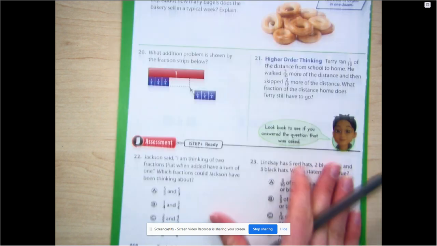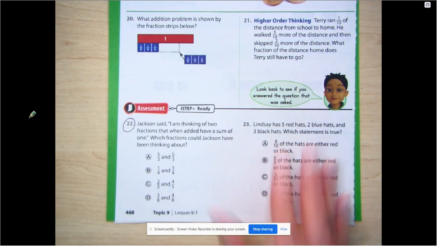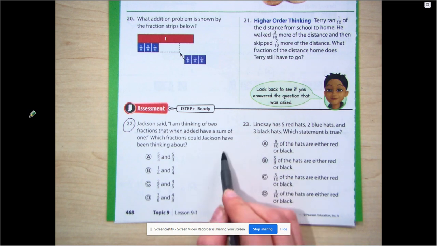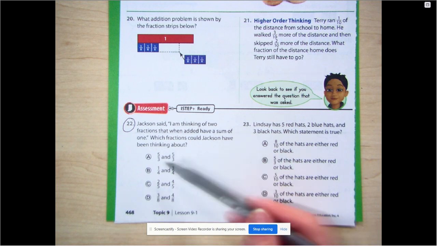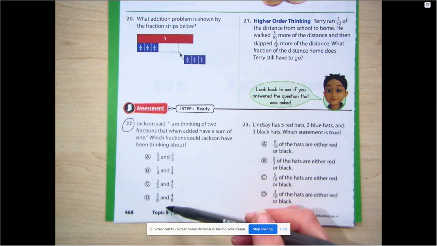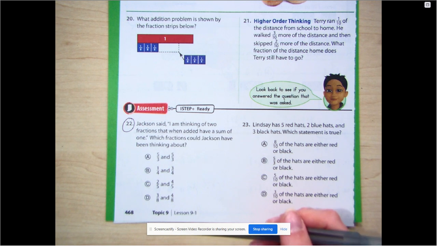Okay, last question we're going to look at today. Let's answer 22. Jackson said, I am thinking of two fractions that when added have a sum of 1. Remember, when we have a fraction that's equivalent to 1, the numerator and the denominator must be the same number. So I want you to go through these, add them up, and if you get a numerator and a denominator that are the same, that means it's equivalent to 1. Answer, and then pop your answer into the Edpuzzle.